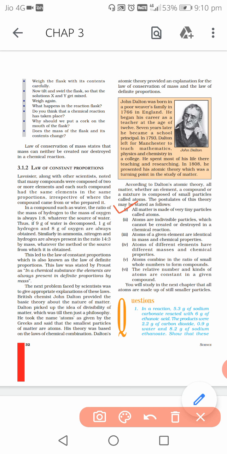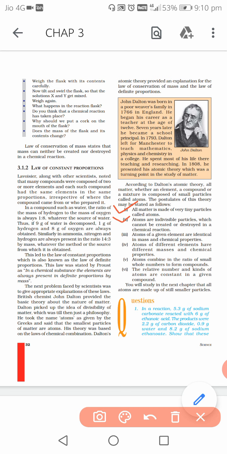Next one, atoms are indivisible particles which cannot be created or destroyed in a chemical reaction. That means we cannot divide an atom. Atoms are indivisible, and atoms cannot be created or destroyed in any chemical reaction.